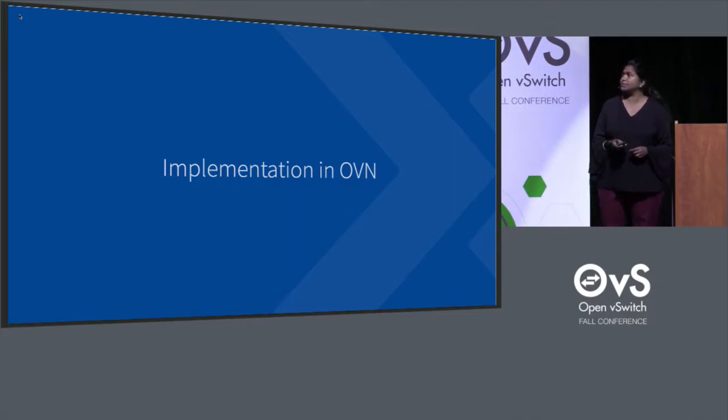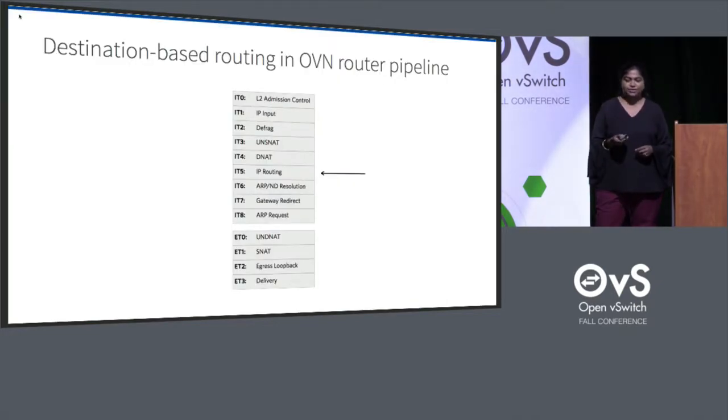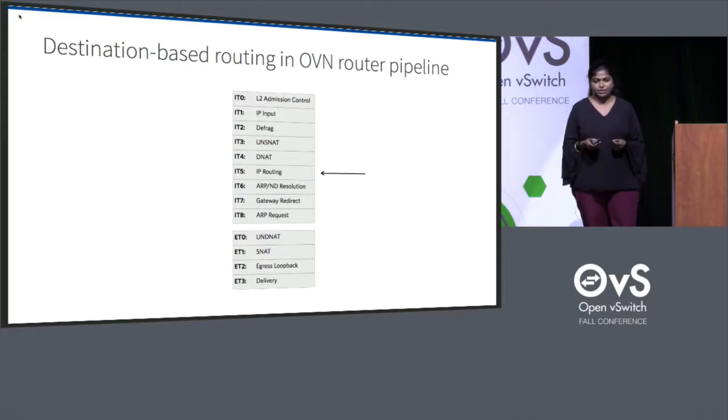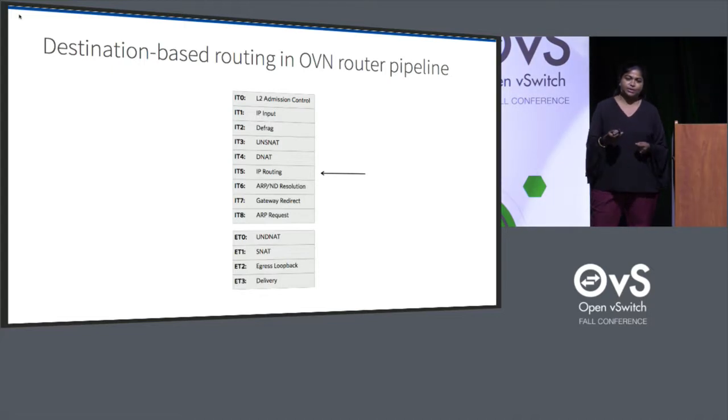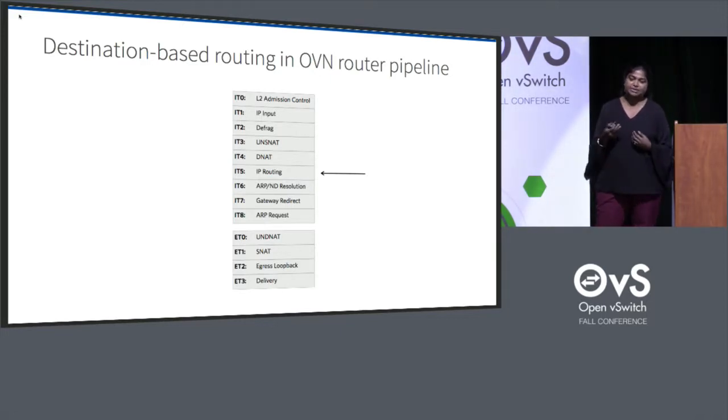So now let's look at the implementation in OVN. Here is the list of tables in the Ingress pipeline of the logical router in OVN. We have the L2 admission control, then IP input, a couple of tables, UNSNAT and DNAT to translate public IPs to private IPs for packets coming in from the external world, followed by IP routing and ARP resolution.